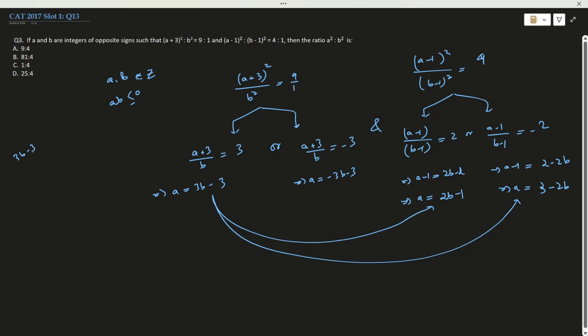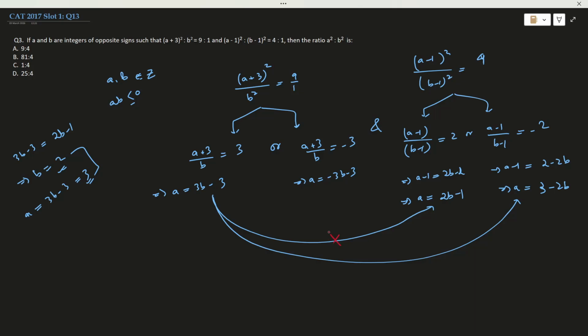These two I'll solve first. So 3b minus 3 is a, and I also have a is 2b minus 1. Let's see what we get, b is equal to 2 from here, right? If I substitute b equal to 2, what is a? a is equal to 3b minus 3. If I put 2, 6, 6 minus 3 is 3. Now a and b are integers, but they are of the same sign. That means this case is not possible.